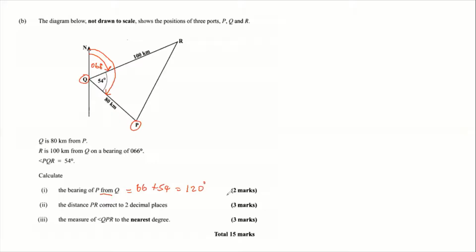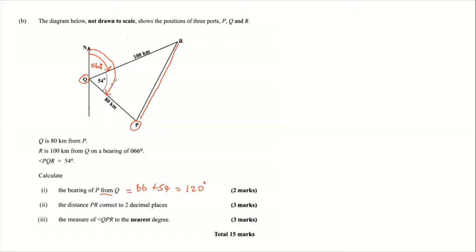And we get our 2 marks for this part I. The next part says the distance PR correct to 2 decimal places. So we want the distance PR, which is this distance here. All right, that's the distance we are interested in.